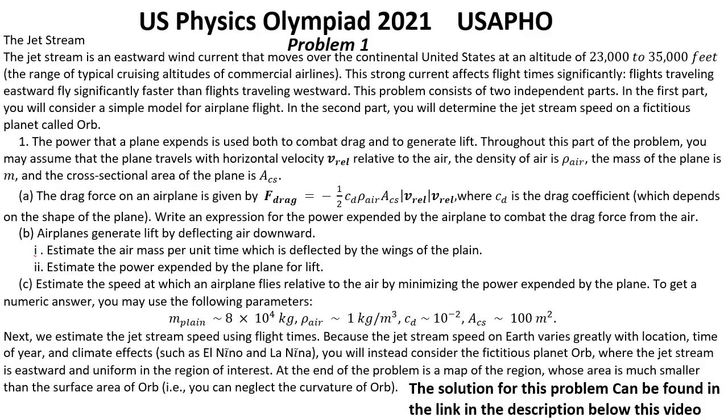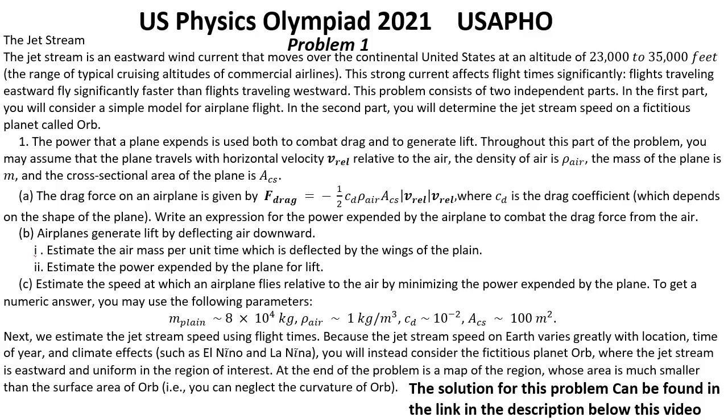Question A. The drag force on an airplane is given by F_drag = -1/2 C_D rho_air A_CS multiplied by the absolute value of v_rel and multiplied by the vector v_rel, where C_D is the drag coefficient, which depends on the shape of the plane. Write an expression for the power expended by the airplane to combat the drag force from the air.